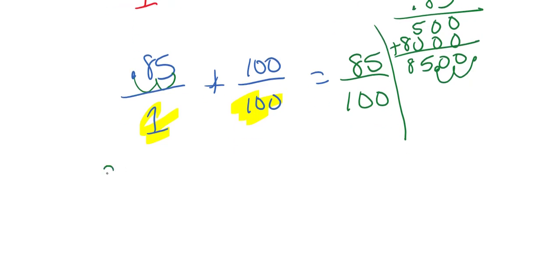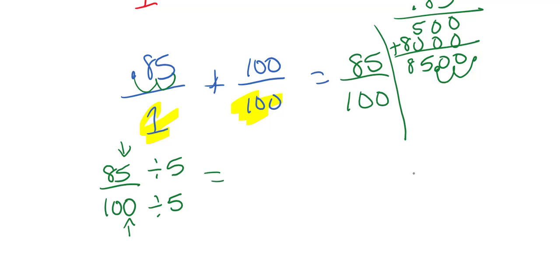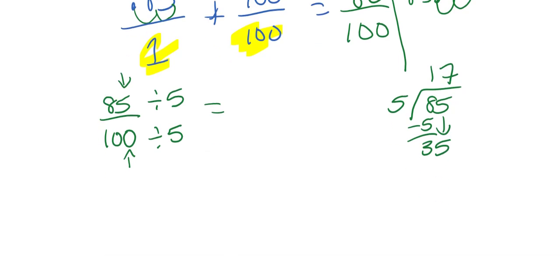Now 85 over 100 can definitely be reduced because both end in a 5, so we divide the top and bottom by 5. 85 divided by 5: 5 can go into 8 one time. We subtract, we get a 3. Bring down the 5. 5 can go into 35 7 times. We subtract, we get 0. So 17 is on the top, and on the bottom, 100 divided by 5 is 20.